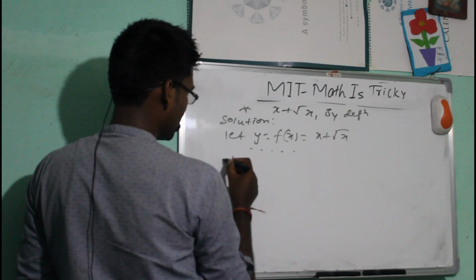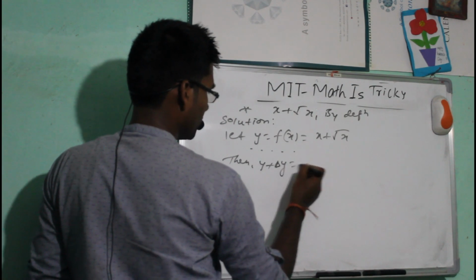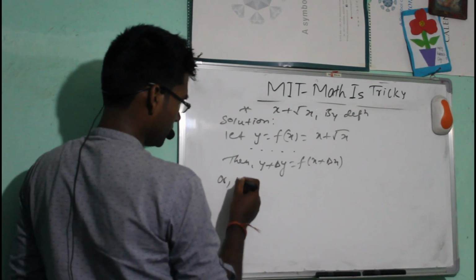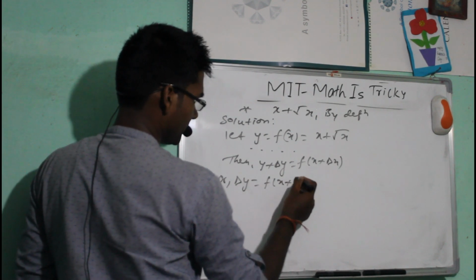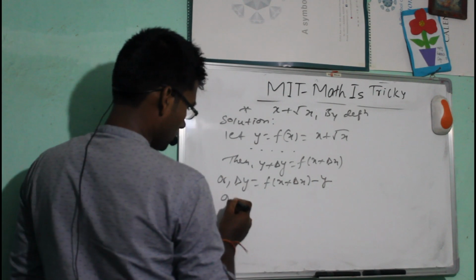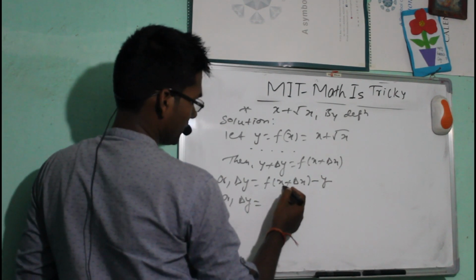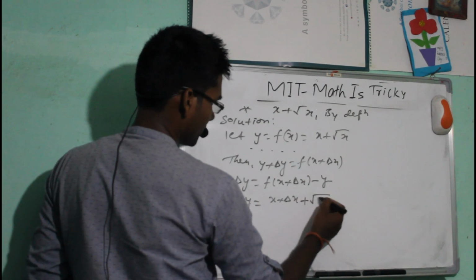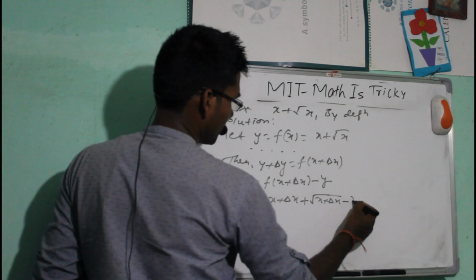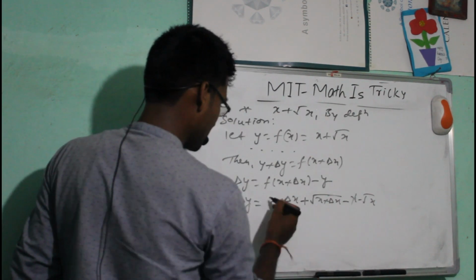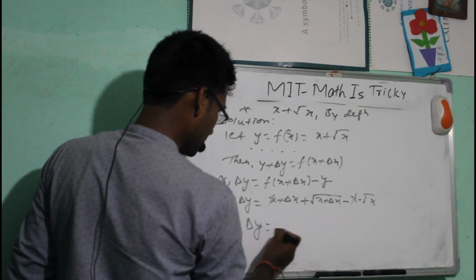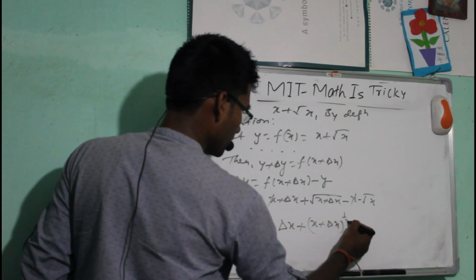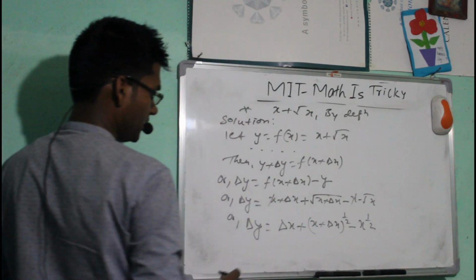And after that we can write y plus delta y equals f of x plus delta x. Let's calculate the value of delta y. Delta y is simply f of x plus delta x minus y, or delta y equals f of x plus delta x, meaning replace x by x plus delta x: x plus delta x plus root of (x plus delta x) minus x minus root x. Now x and x cancel, so the remaining is delta y equals delta x plus (x plus delta x) whole power 1 by 2 minus x power 1 by 2. This is the value of delta y.